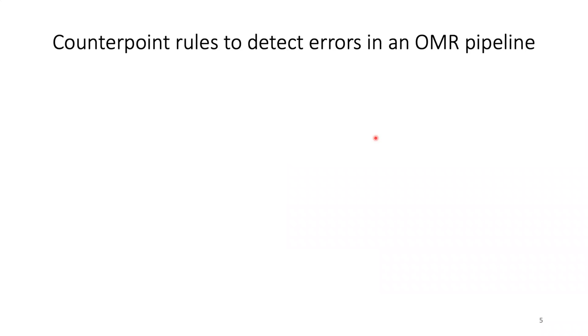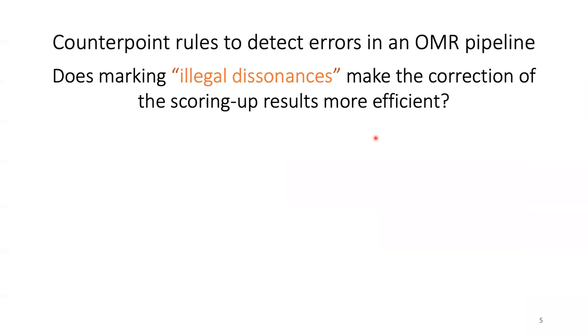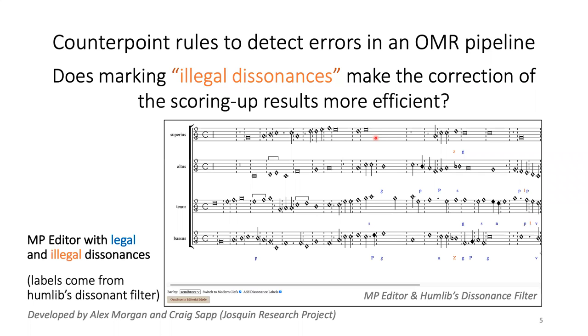In this paper, we're evaluating whether marking illegal dissonances according to counterpoint rules makes the correction of the scoring up results more efficient. Here you can see the MP Editor with legal and illegal dissonances marked in different colors. Legal dissonances are marked in blue, and you can see some examples here of passing tones, neighbor tones, suspensions, and agents. On the other hand, illegal dissonances are marked in orange, like the ones there in the score. Illegal dissonances are dissonances that do not fall in any of the legal categories.